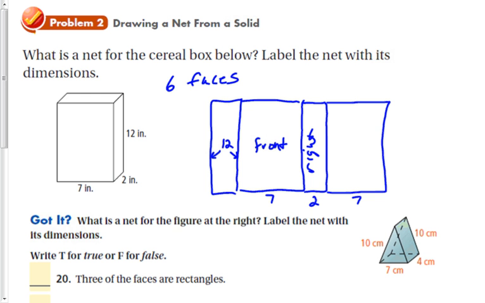Okay, and then we need the top and the bottom. They're also attached to the front, and so I'm going to attach them up here. And the widths of those have to match these widths, so that would be 2. And we can tell that it's going to be 7. We don't need to relabel that. And I'm going to attach the bottom down here. So I have 6 faces. I have front, back, left and right, and then top and bottom. All right, so that's how you do that one. All right, go ahead, you try it.